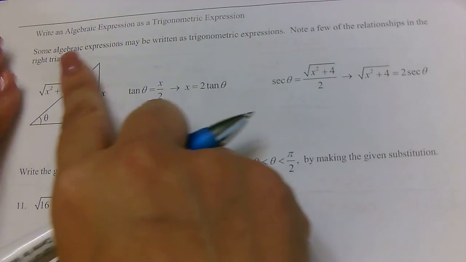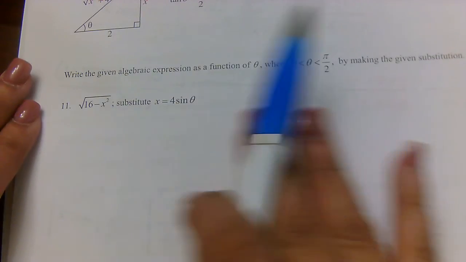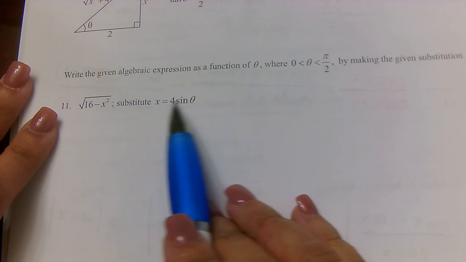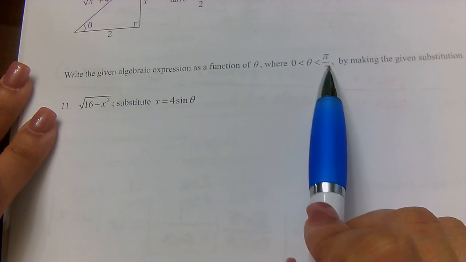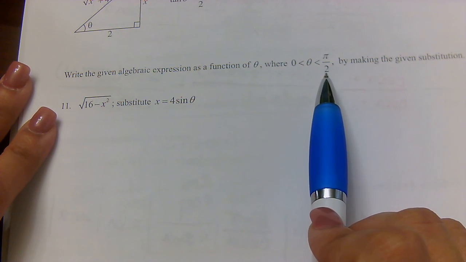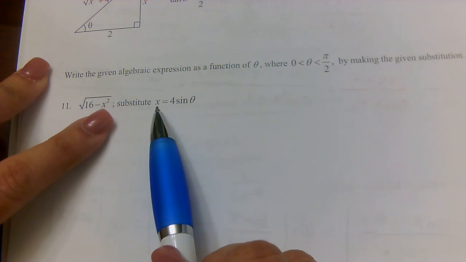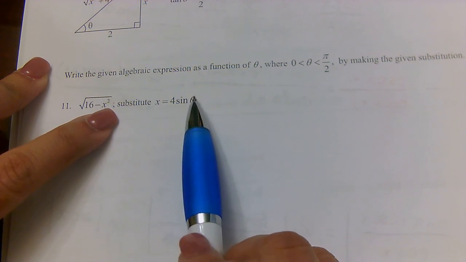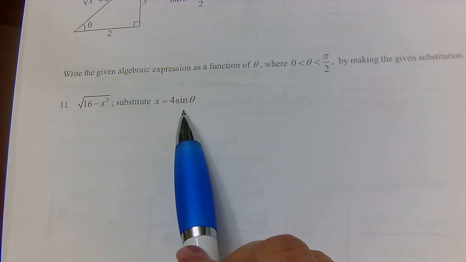On this next part, all we're doing is writing an algebraic expression as a trig expression. On number 11, we're just going to substitute. This right here tells us what quadrant we need to be in. Theta being between 0 and pi over 2 puts it in quadrant 1. So the first thing I'm going to do is use my x and substitute what x is equal to into my equation.